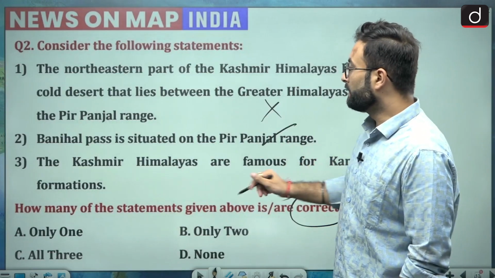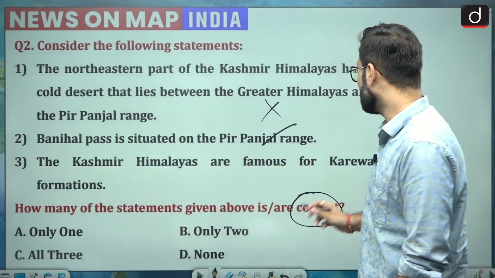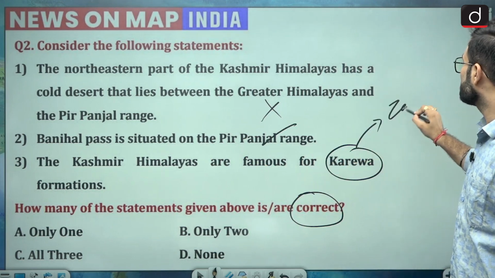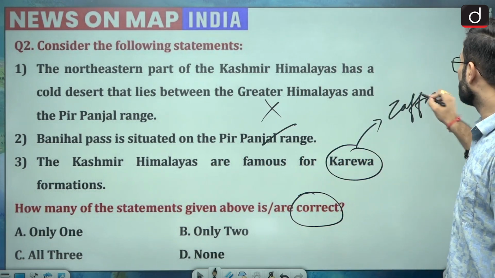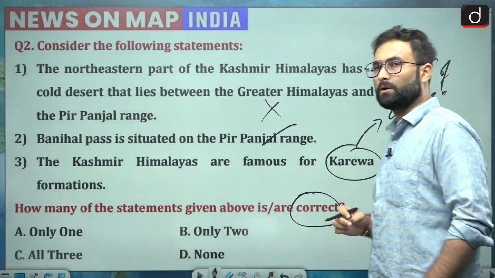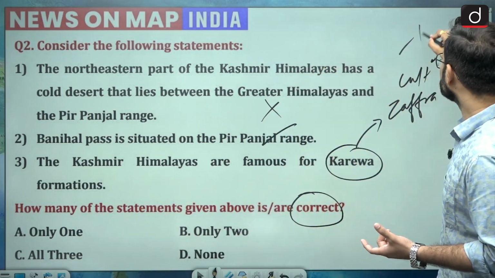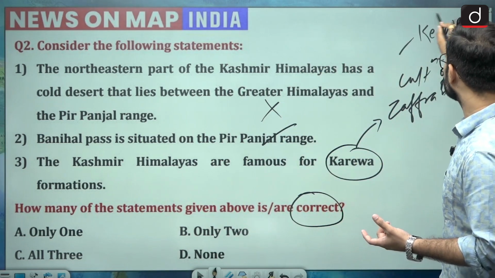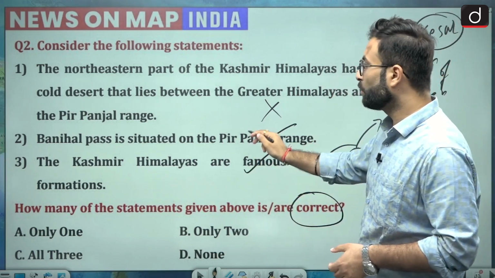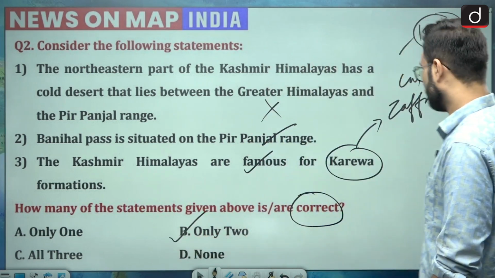The Kashmir Himalayas are famous for the Karewa formations. Yes, it is famous for the Karewa formations, and on the Karewas you will see saffron. The cultivation of saffron is famous in these particular areas of the Kashmir Himalayas. You must have heard about kesar. So the cultivation of kesar or saffron is quite prominent in the Kashmir Himalayas. So statements 2 and 3 are correct. B would be your right answer, that is option B.